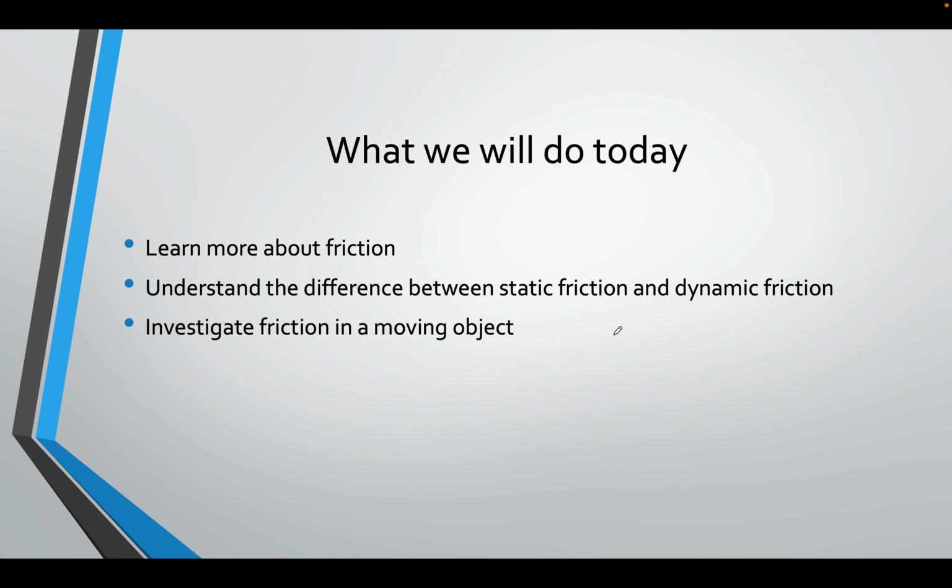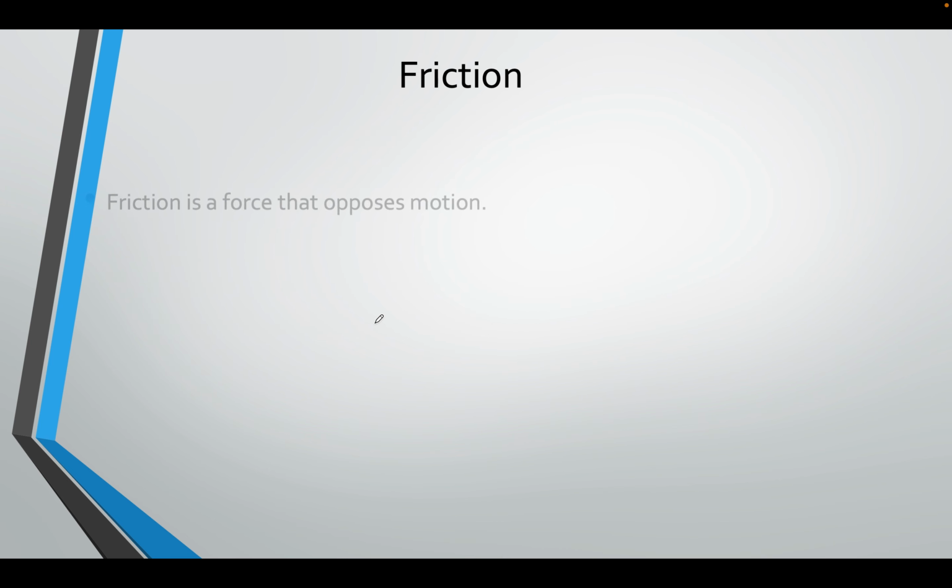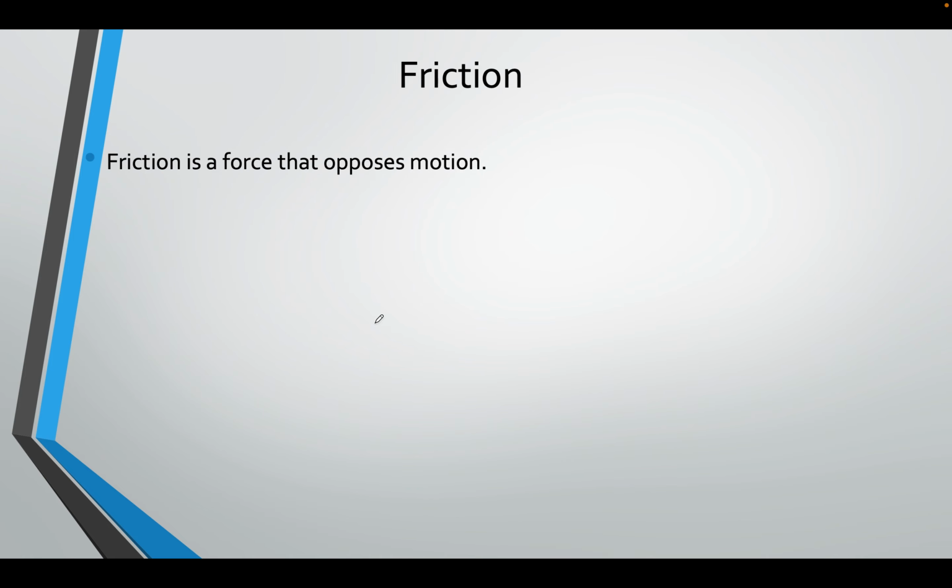In this video, we're going to learn a little bit more about friction. We'll understand the difference between static and dynamic friction, sometimes known as kinetic friction. We'll investigate friction in a moving object. So, as you already know, friction is a force that opposes the motion. If you're going in one direction, it will go in the opposite.